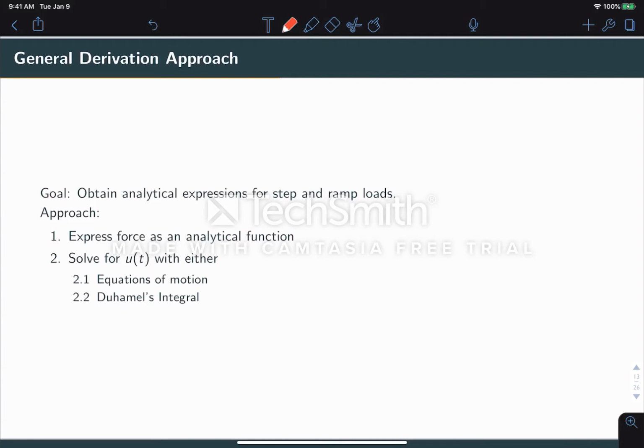First, we'll express the force as an analytical function, and then we'll use either the equation of motion or Duhamel's integral to derive the analytical response u of t. Now, I specifically recommend you focus on the Duhamel's integral and derivations, because these will be extremely useful for understanding how to generally apply Duhamel's integral to almost any scenario.